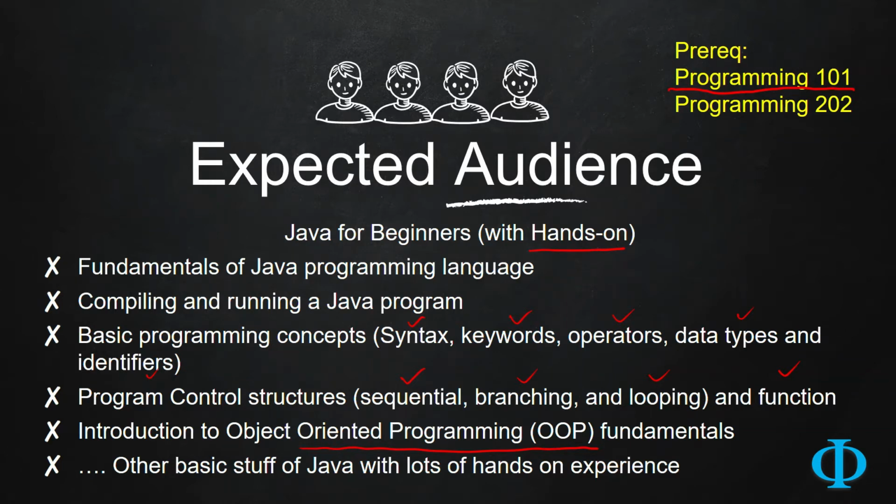Also, since we are going to utilize the object-oriented programming syntax, although we will not go into the deeper concepts, I also recommend going over the Programming 202 course, where you will get basic familiarity with the object-oriented terminologies. After finishing these two courses, you can come back to this Java programming course for better understanding.